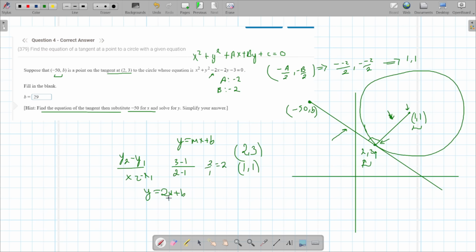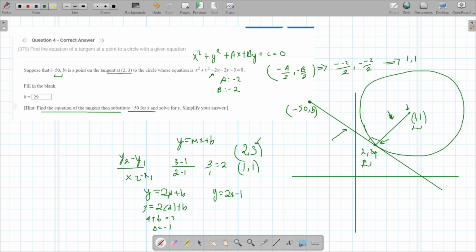Now how do you find b? You have to substitute. What's my y? You can choose any point. Let's just use 3 equals 2 times my x, which is 2, plus b. So 4 plus b equals 3, so b equals minus 1. Okay, so y equals 2x minus 1.